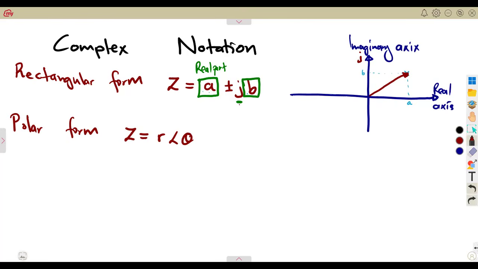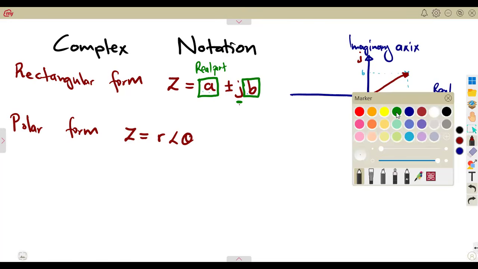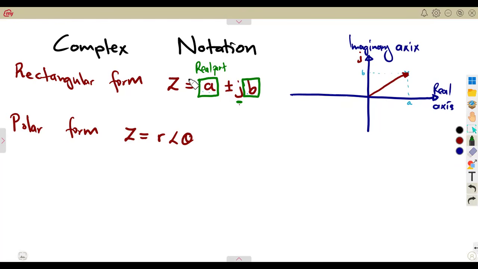All right. So like I said, having a rectangular form, it's a format that can also be converted to the polar form. So how can we convert from this rectangular form to the polar form?